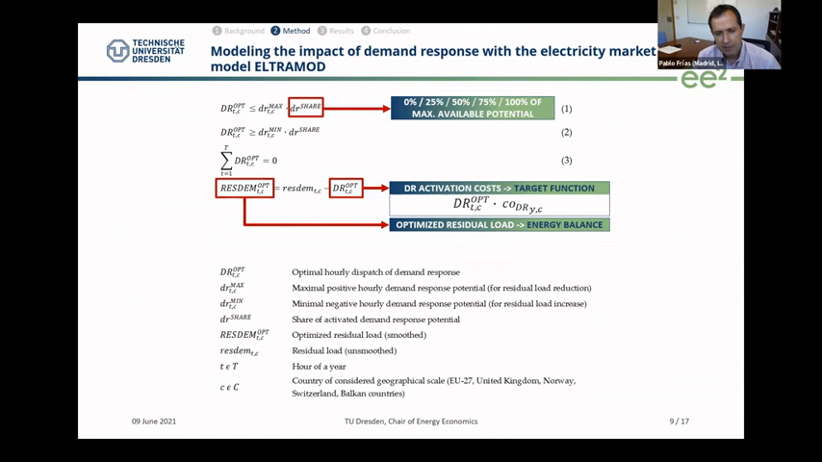So in this line, if you want to somehow apply the results that you have from the project into real policy making, do you have any proposal for that?